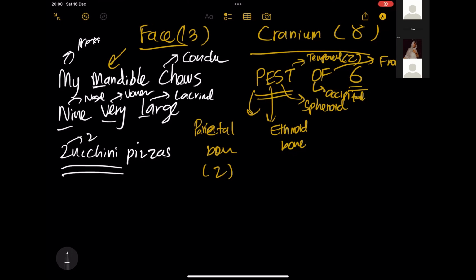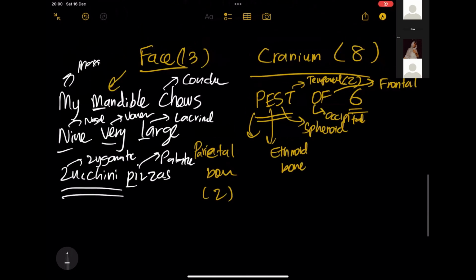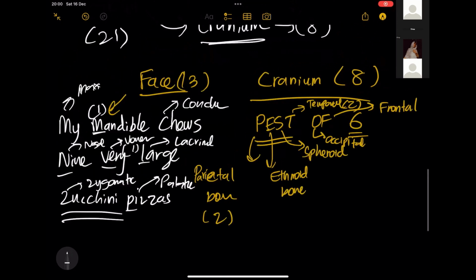Okay, so in this also you remember all the types of bones. Here you have to remember that all the bones are paired bones except 2 bones. What are the 2 bones? The mandible, that is 1, and vomer is also 1. Okay, now I think I wrote it clearly. I hope it's clear enough. So just take a screenshot of this and then we'll go on to the next thing. So here, my mandible choose 9 very large zucchini pizzas. That's how you remember all the face bones.